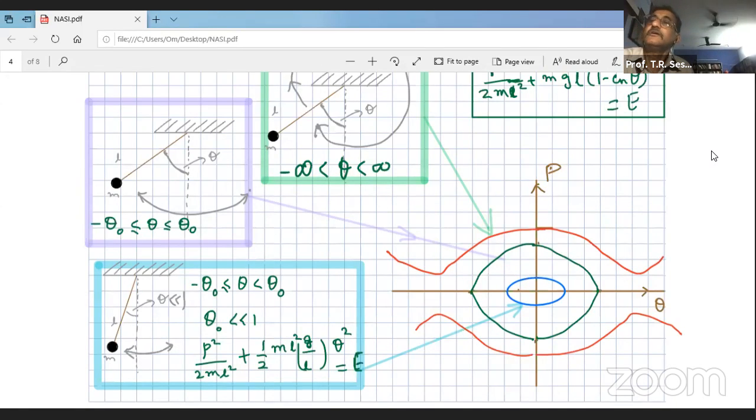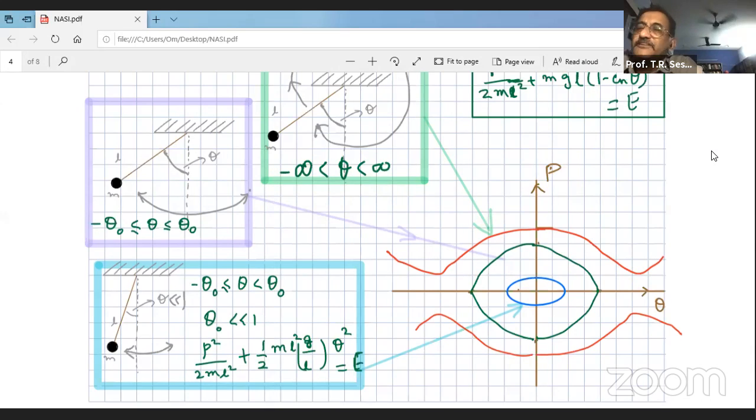Now for a large amplitude oscillation, the green curve is there, and as I said, the bob does not have enough energy to go around in a circle, so it will not take the kind of phase space diagram which the red curve took. At the same time, it is not a small oscillation, so it won't be a simple harmonic oscillator ellipse. However, it is a periodic motion, which means the phase space diagram will be a closed curve. And this closed curve will not be an ellipse, but a distorted ellipse.